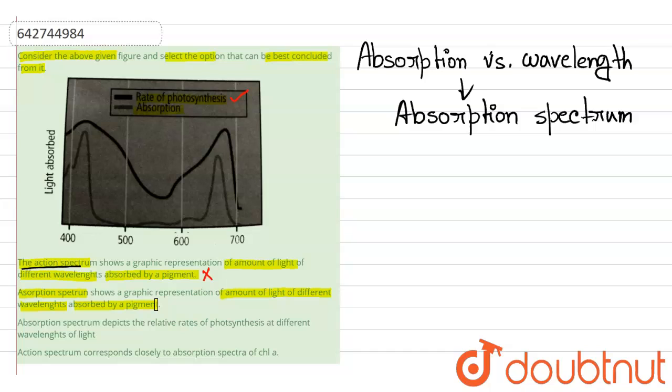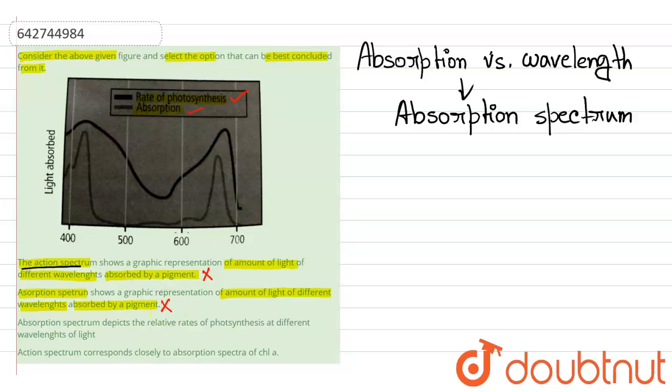in this statement there is no mention of the rate of photosynthesis. As in this graph we can see both the rate of photosynthesis and absorption is stated, then this should be a graph where two are interrelated, but there is no mention of the rate of photosynthesis or action spectrum. So this statement is true, but with respect to this graph this is wrong here.